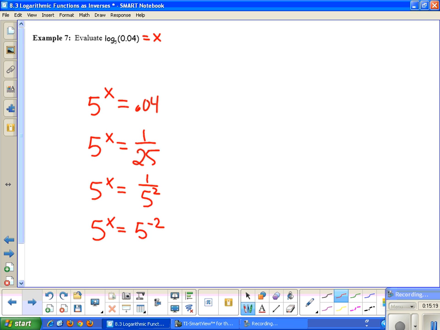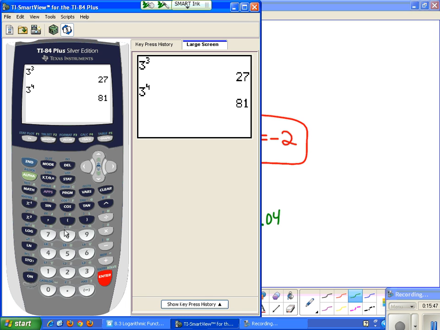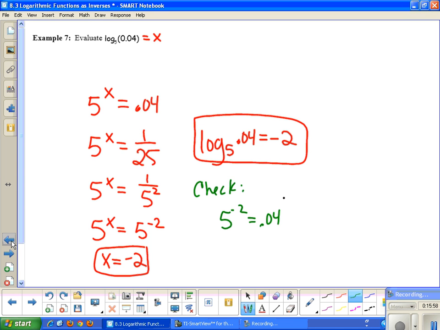Since I have the same base, I can set the exponents equal to each other. So x would be equal to a value of negative 2. So that means that the log base 5 of 0.04 equals negative 2. And if I check, I know that 5 to the negative 2 power should be equal to 0.04, so you could always go to your calculator. So 5 to the negative 2 power, and notice I get 0.04, so it's an easy way to check your solution. So let's do another example.